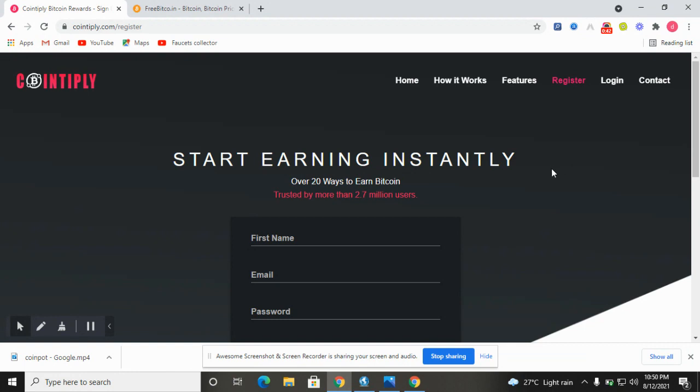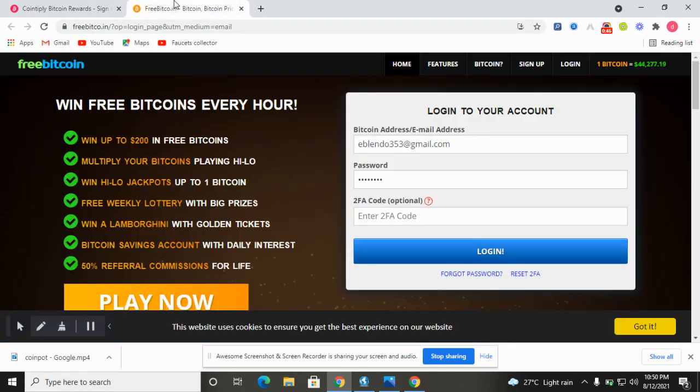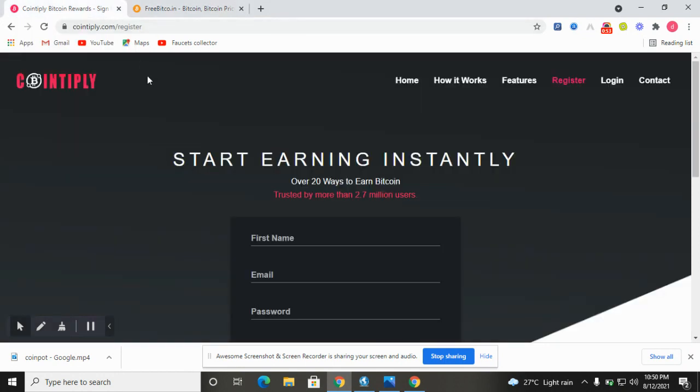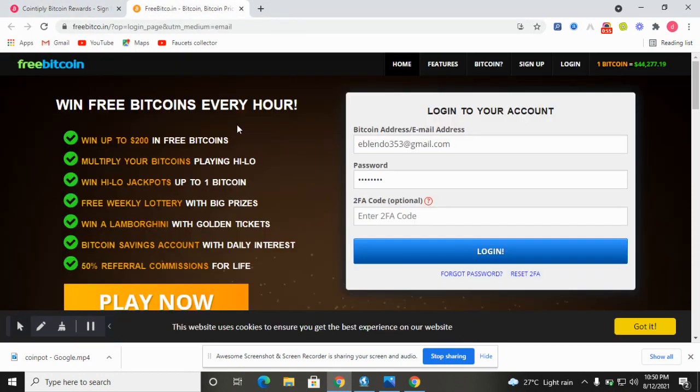And the second site I want to show you, which is still legit, is Free Bitcoin. That is freebitcoin.in. This one is quantiply.com. This one is freebitcoin.in.